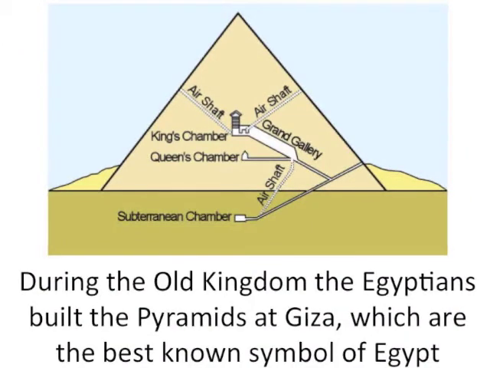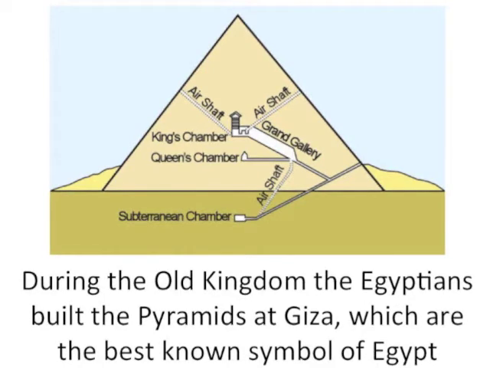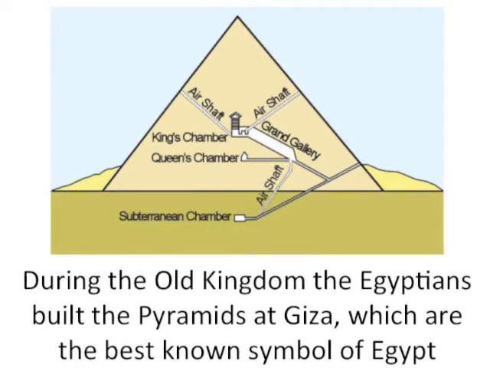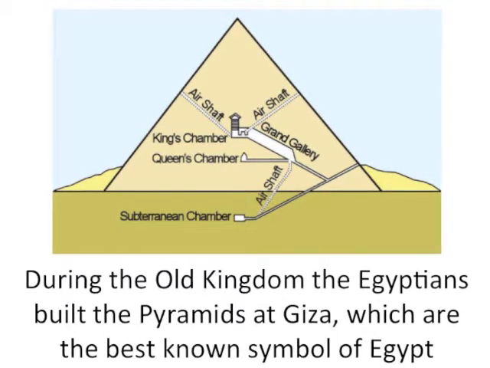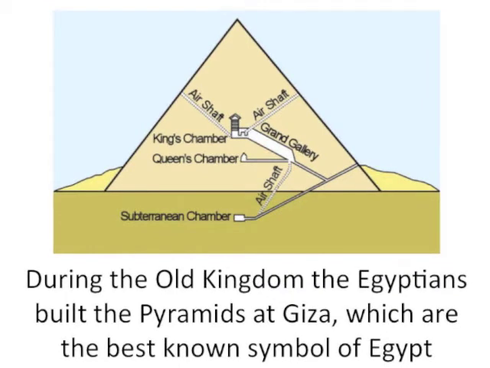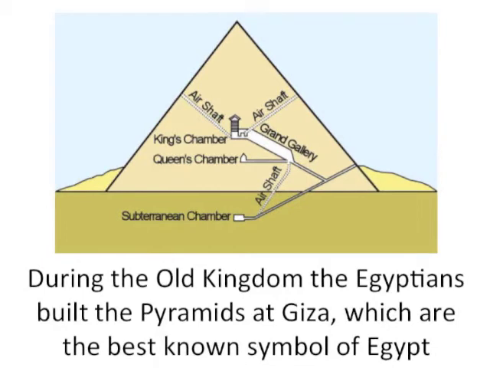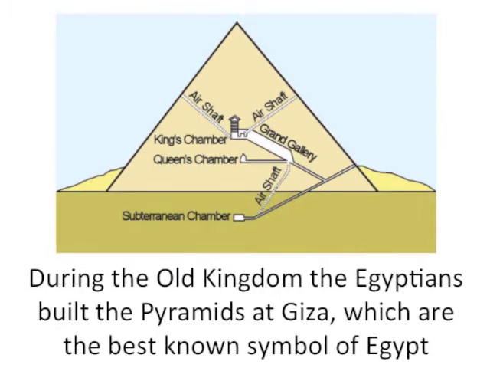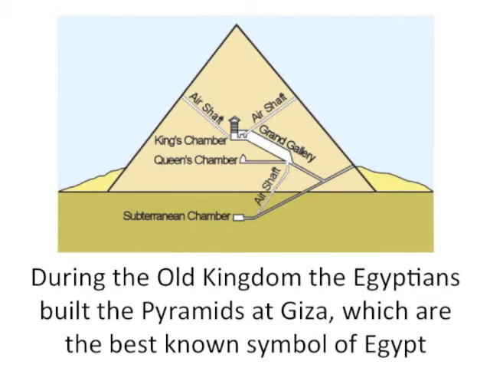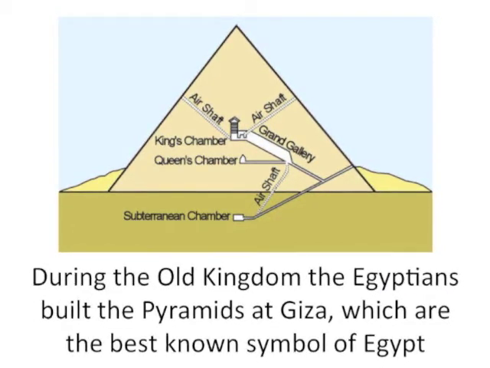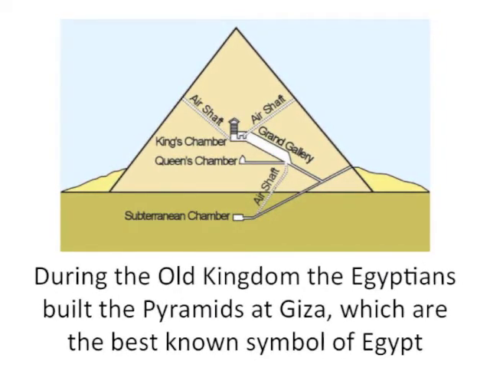It was during the Old Kingdom that the Egyptians built the pyramids at Giza. Those are considered to be the greatest known symbol of Egypt. The pyramids served as tombs. The Egyptians believed in an afterlife, and they preserved the body of their dead rulers and everything that they would need in the afterlife. The pyramids took a really long time to build, so often a pharaoh would begin building his pyramid the minute he inherited the throne. The pyramids are really a great symbol of the strength and the organization of these ancient Egyptian civilizations.